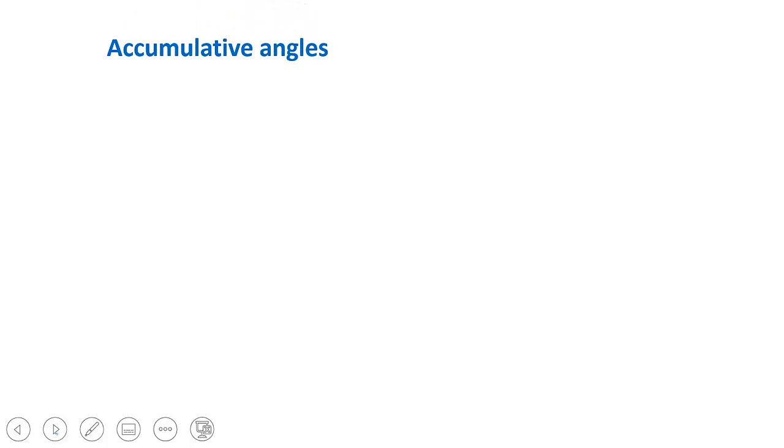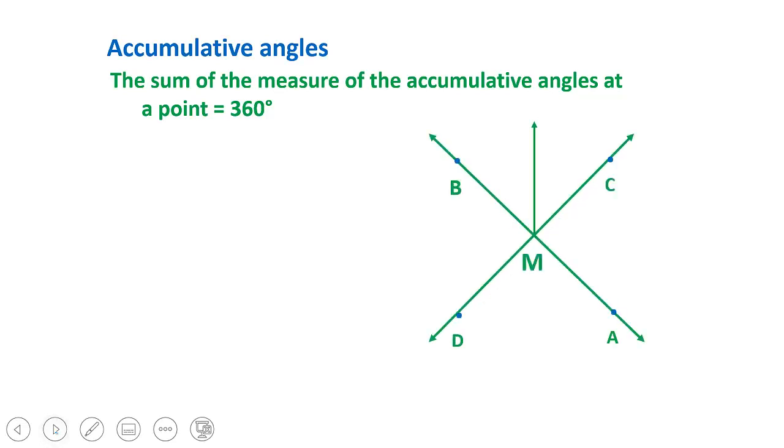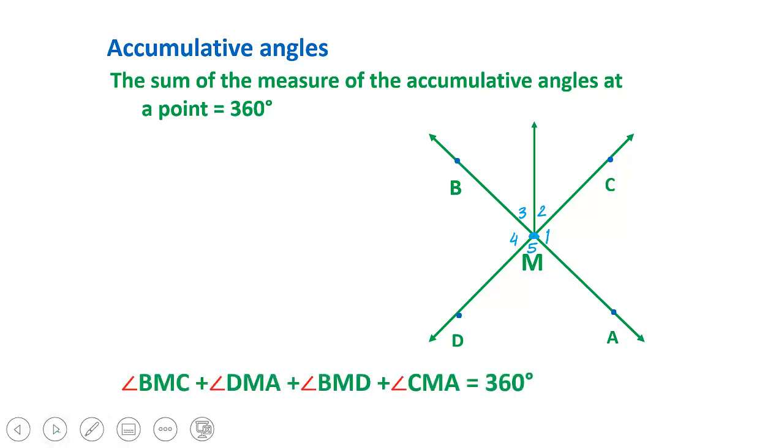Accumulative angles. The sum of measure of the accumulative angles at a point equals 360 degrees. Let's have a figure to illustrate what we are saying. As you can see here, I have 5 angles formed. 1, 2, 3, 4, and 5. All those 5 angles are around one point, which is point M, right? So if I add them all together, I should get angles equal to 360 degrees.